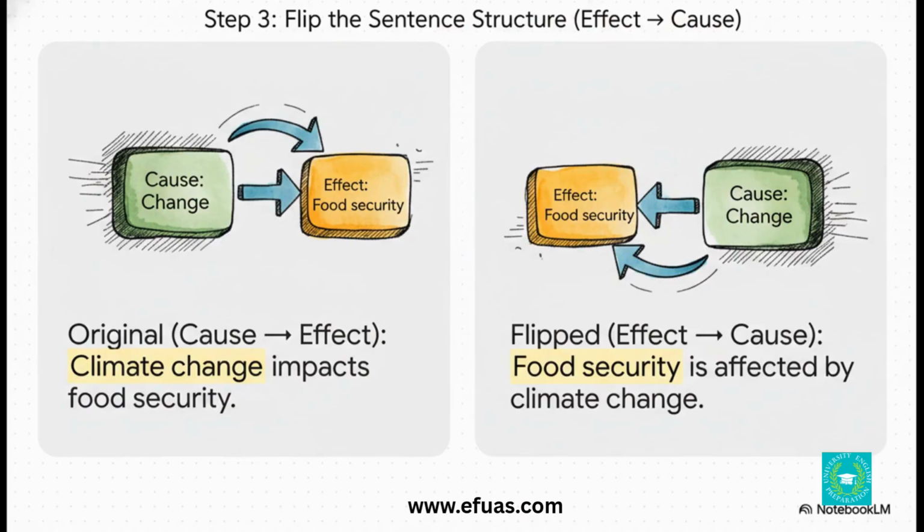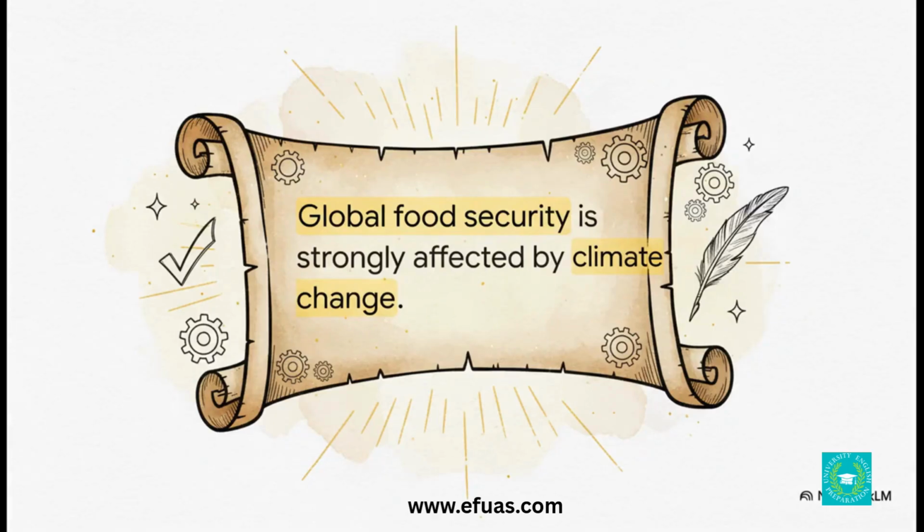And that brings us to Step 3, which is maybe the most important step, changing the sentence structure. A really easy way to think about this is to flip the sentence. You can see here, the original sentence goes from cause to effect. To flip it, we can start with the effect and then tell the reader the cause. And here is what we get, our final paraphrase. Global food security is strongly affected by climate change.